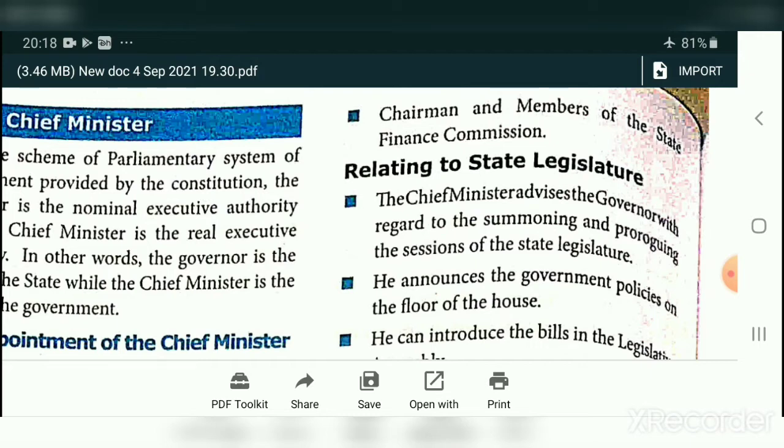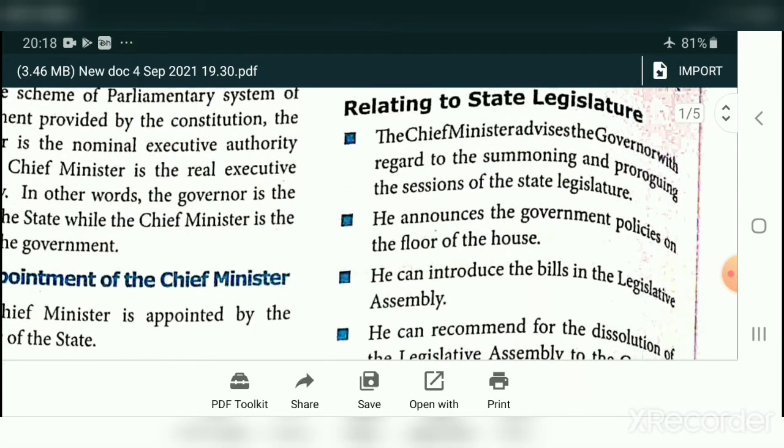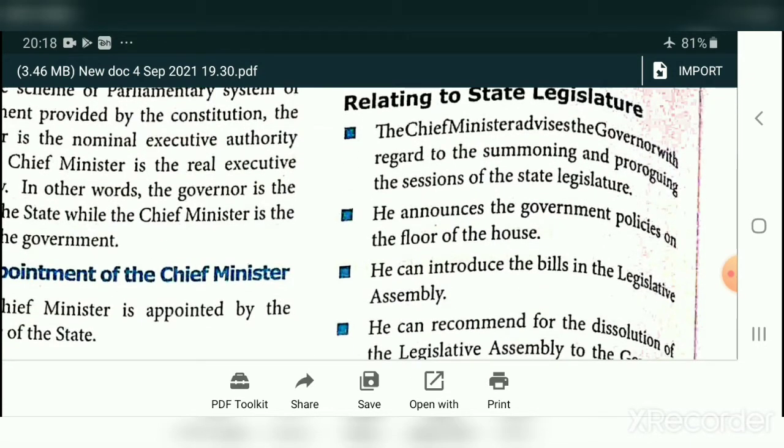Then, relating to the state legislature, the chief minister advises the governor with regard to summoning and proroguing the session of the state legislature. He announces the government policies on the floor of the house. The chief minister announces the government policies in the lower house.